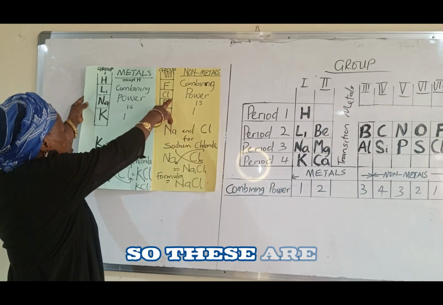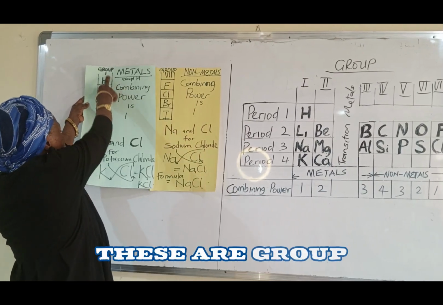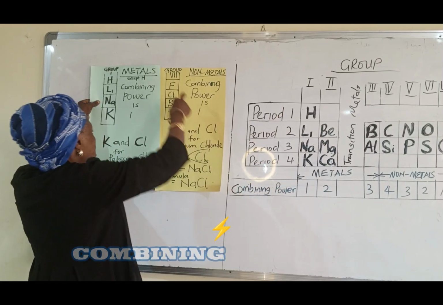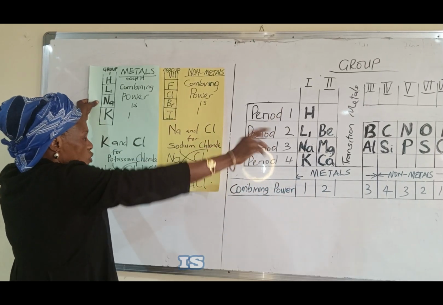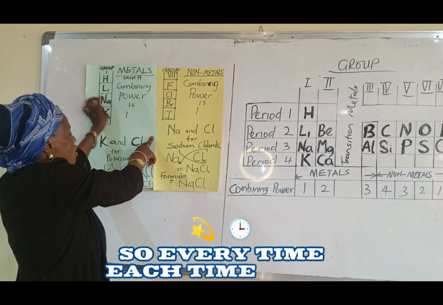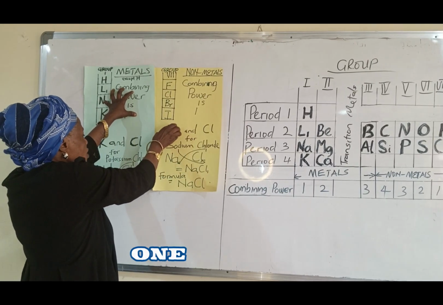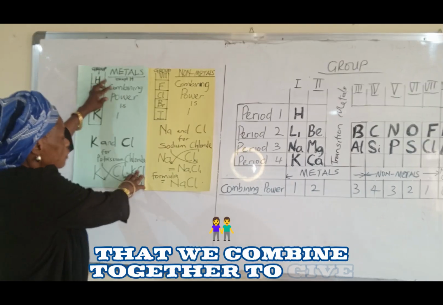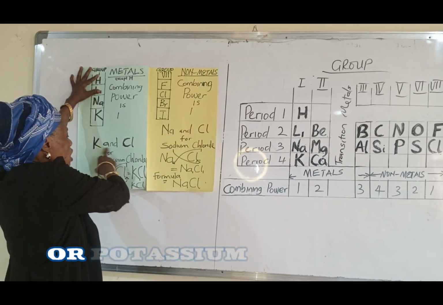So these are group 7 elements. These are group 1 elements. The combining power of a group 1 element is 1. The combining power of a group 7 element is 1. So each time they combine, it is 1 atom of sodium and 1 atom of chlorine that will combine together to give us either sodium chloride or potassium chloride.